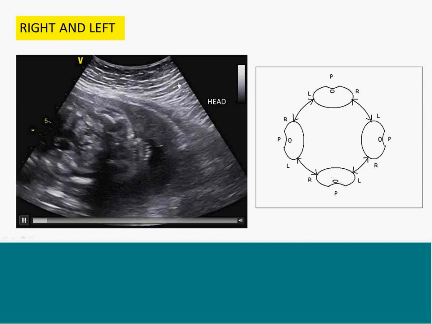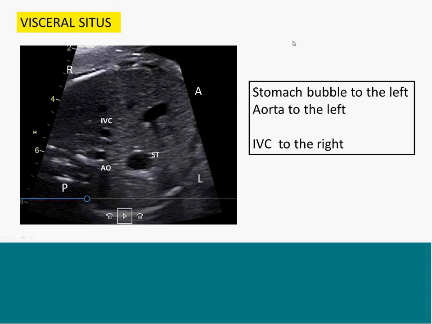After deciding the left and the right, we go to the understanding of the visceral situs first. Once you get the axial section, you can go back a little between the abdomen and the chest area, where you will see the aorta to the left, IVC to the right, and the stomach bubble to the left.